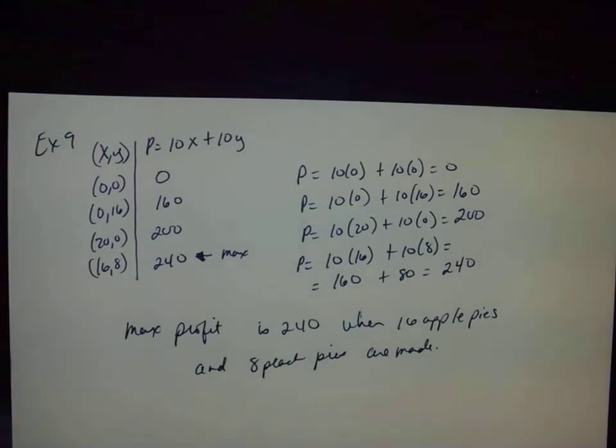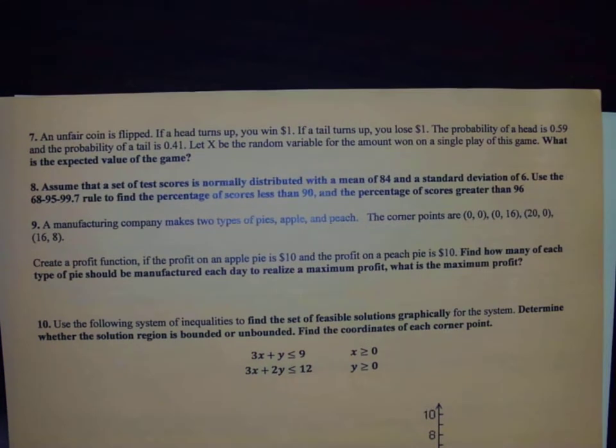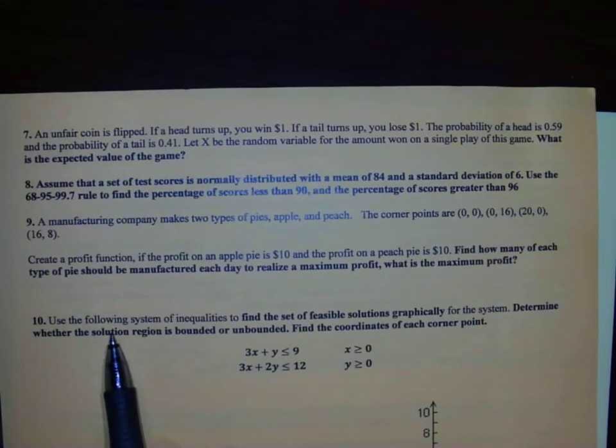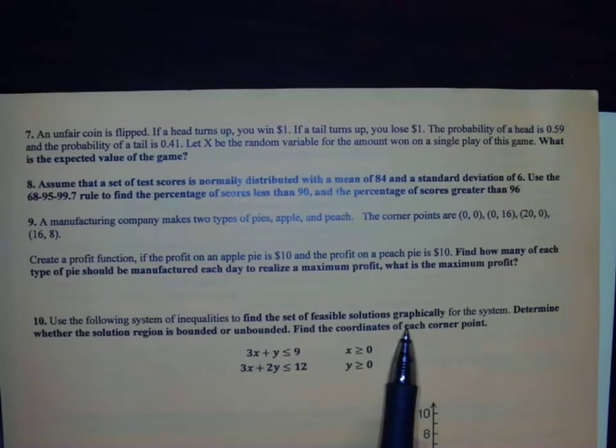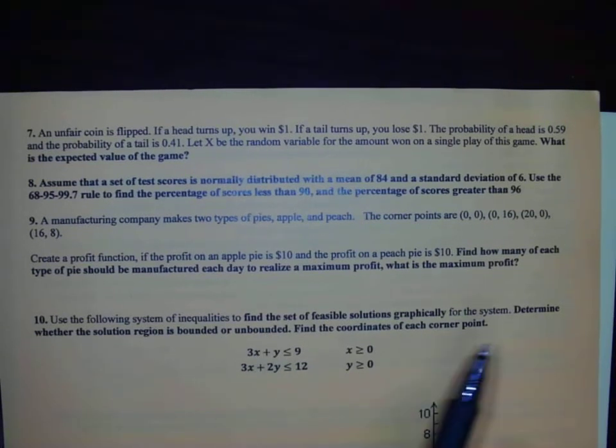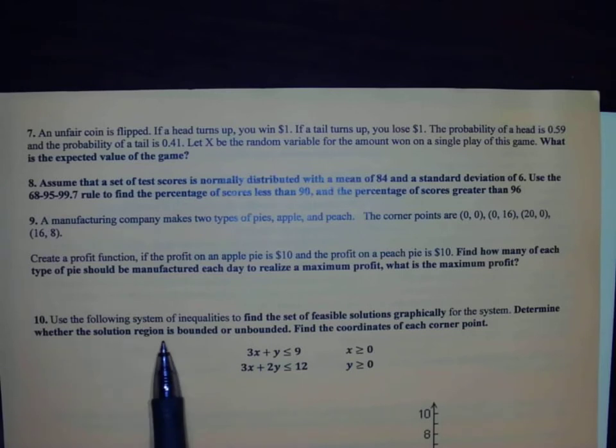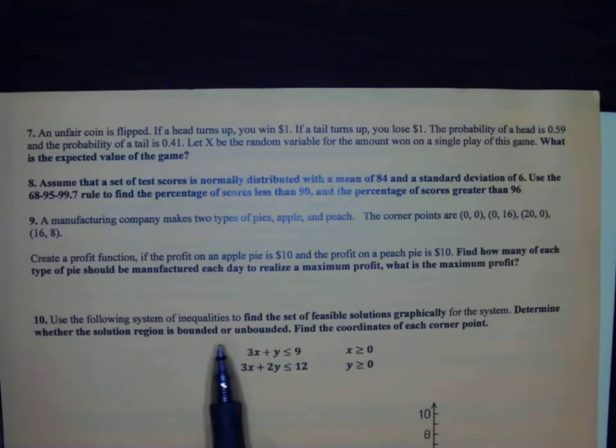All right, number 10, last problem. Woohoo! This one we're going to do a little bit more work on. We're going to use the following system of inequalities to find the set of feasible solutions graphically for the system. Determine whether the solution region is bounded or unbounded. Find the coordinates of each corner point. So this one we're going to have to find our corner points.